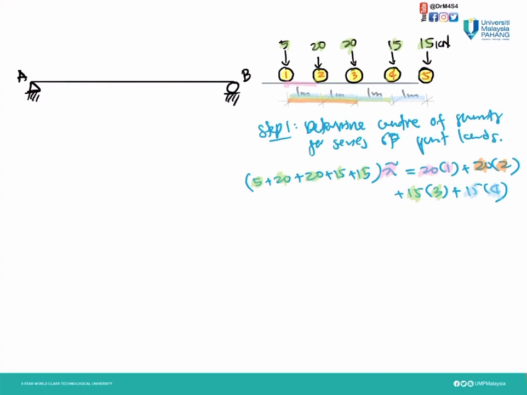Then we can find the distance of our resultant force. So we get our x bar is 165 divided by 75. We get 2.2 meter. Therefore, we can locate our resultant force. So this is our R, 2.2 meter from our reference point, as I told you earlier, at wheel number 1. So this is 2.2 meter.